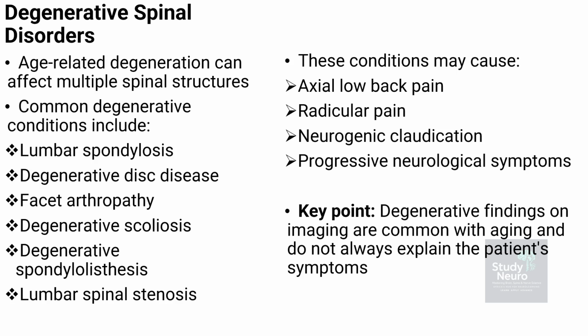Progressive nerve compression may eventually cause weakness, sensory changes, or other neurological symptoms. But imaging must be interpreted carefully. Degenerative changes are very common with aging and do not always explain the patient's pain or functional limitations.